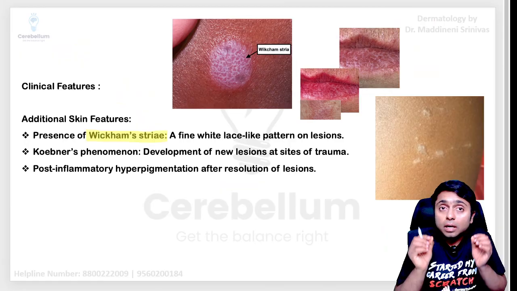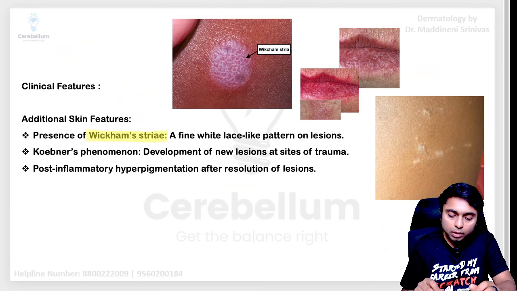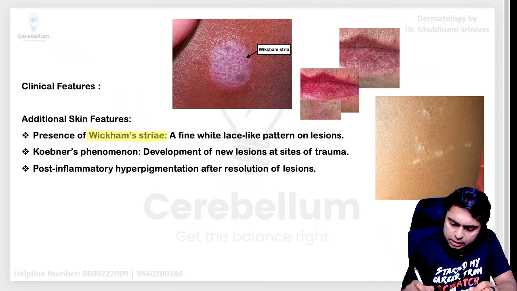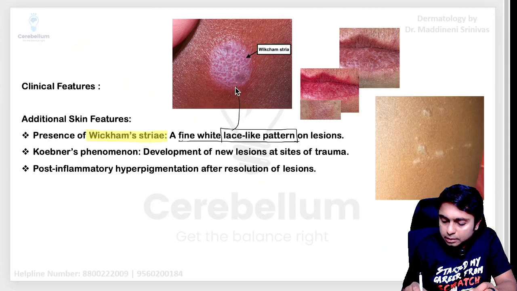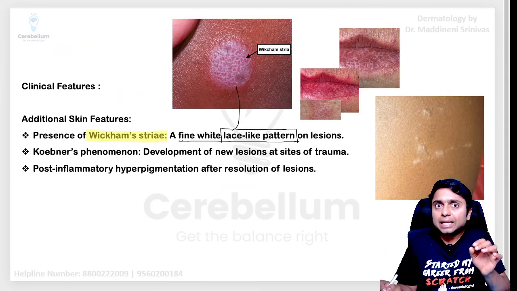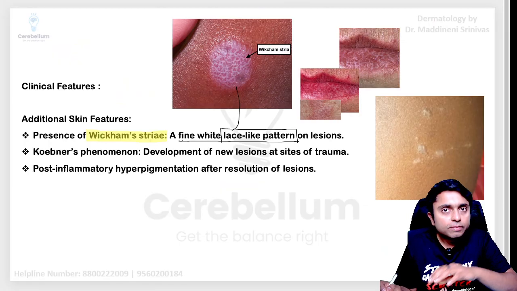Very important buzzword which you have to remember related to lichen planus. What is a WICKHAMS STRIAE? Basically, there is going to be a lace-like pattern of whitish skin which will be seen in the lichen planus patients. This is called as WICKHAMS STRIAE.